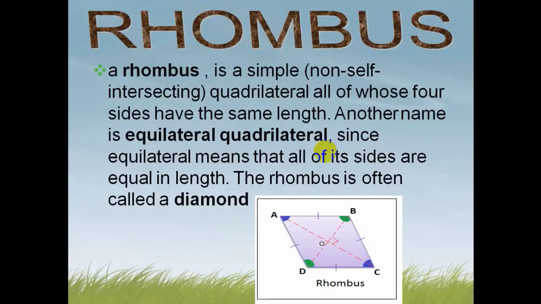Now rhombus. This is a 2D shape. A rhombus is a simple non-self-intersecting quadrilateral, all of whose four sides have the same length. You see over here, this is a rhombus. Another name is equilateral quadrilateral. Since equilateral means that all of its sides are equal in length, the rhombus is often called a diamond. So ABCD is a rhombus.